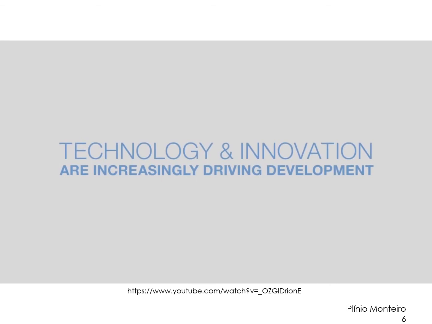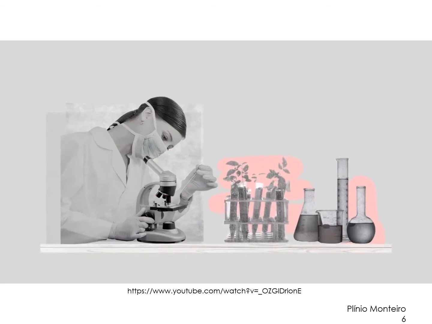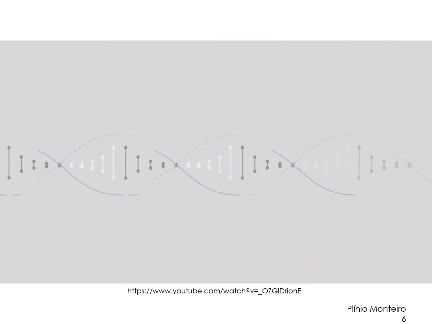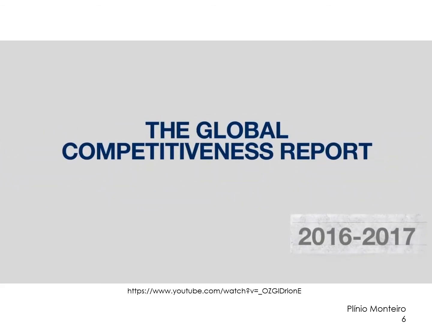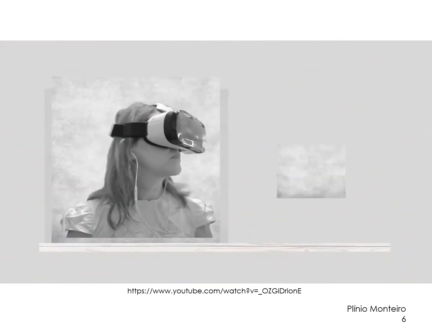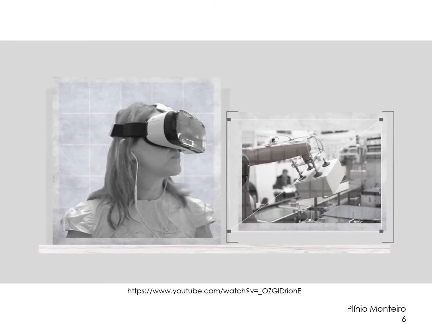Technology and innovation are increasingly driving development. By merging physical, biological, and digital systems, the 4th Industrial Revolution is bringing unprecedented change to the nature of work and productivity. In this context, the Global Competitiveness Report shows that technology and innovation are playing an increasingly important role relative to other factors in driving competitiveness and growth.